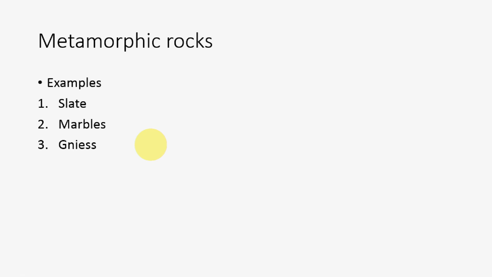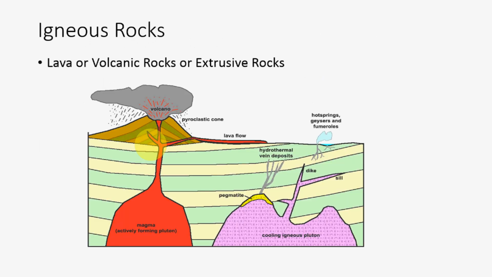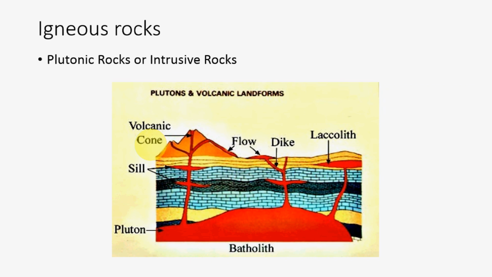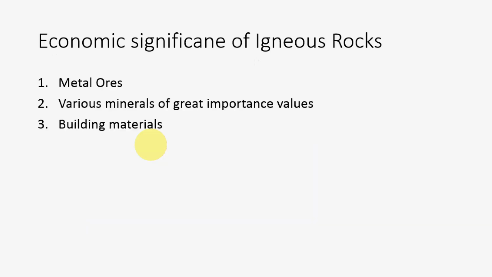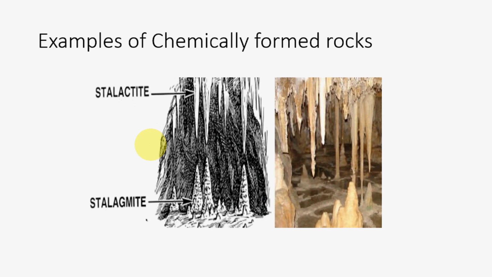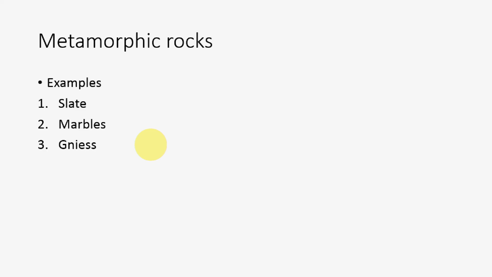So this is what is about the rock cycle and the various kinds of rocks. We have discussed the various kinds of rocks. Apart from that, the types of igneous rocks. We have also discussed the sedimentary rocks and how through the three processes, that is mechanically, organically, chemically, it is formed. Apart from that, we have also seen the examples of chemically formed rocks. We have also seen the economic significance of sedimentary rocks.